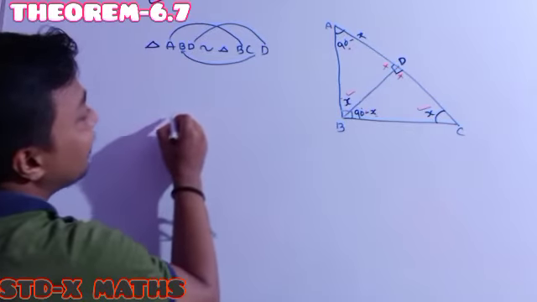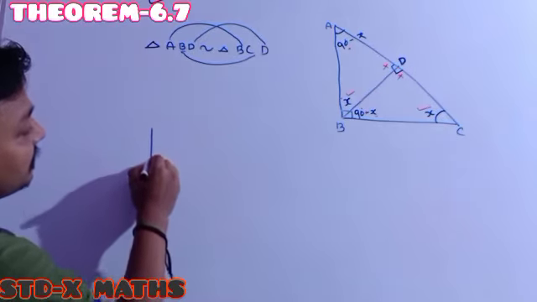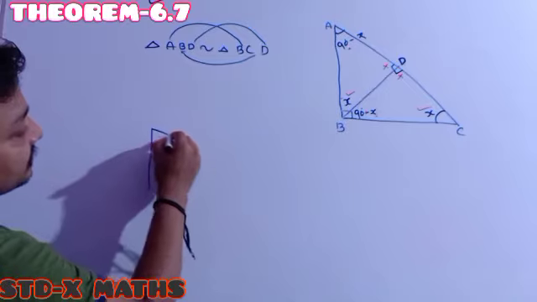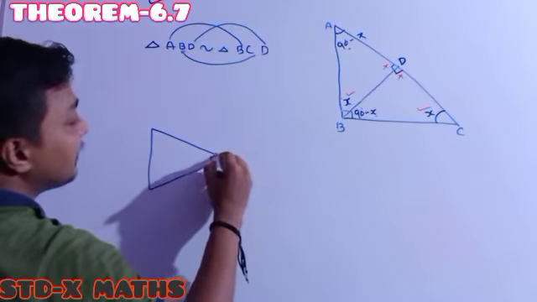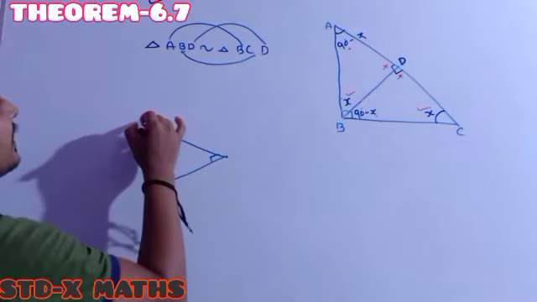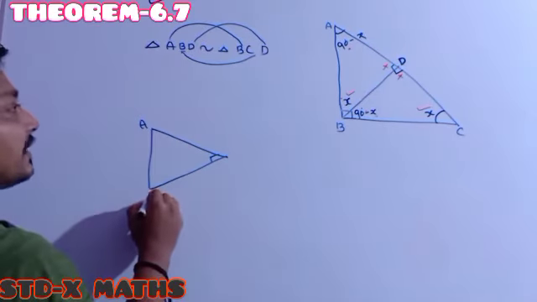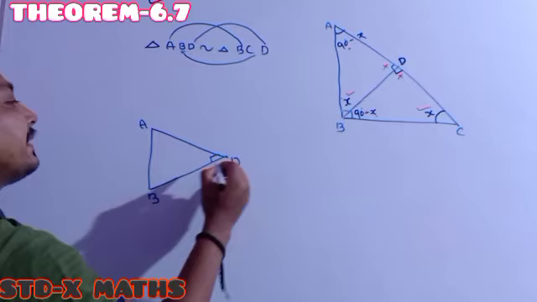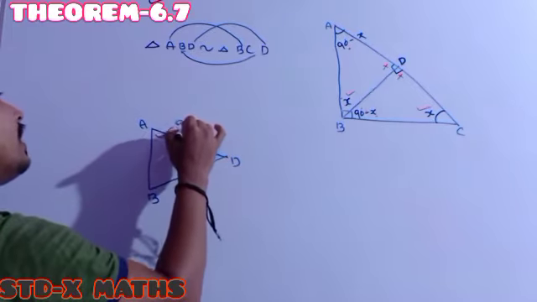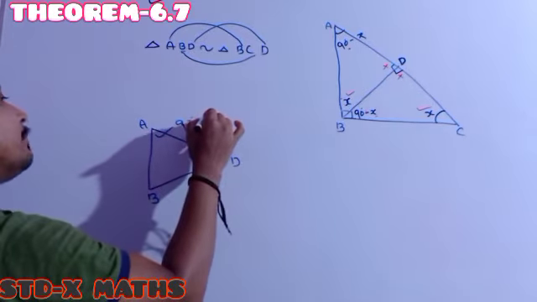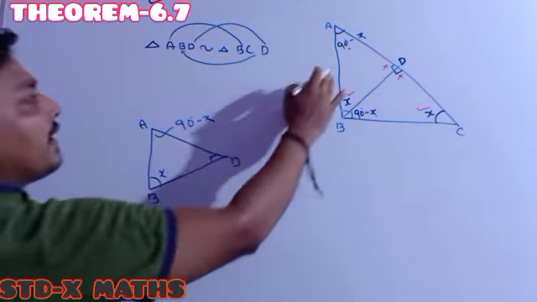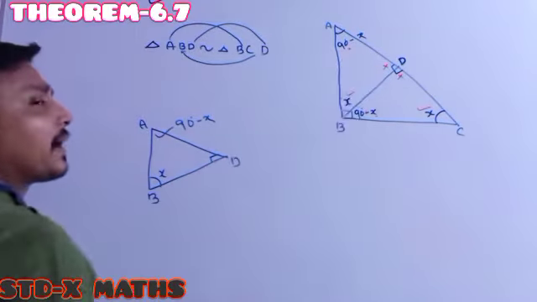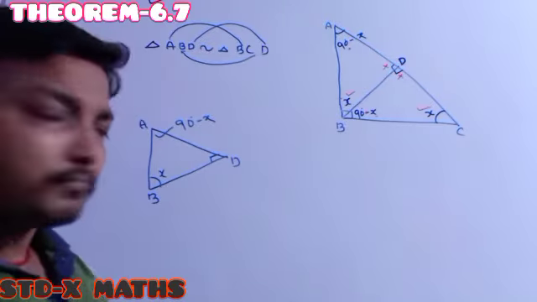See perfectly, this little triangle I am drawing. Here it is A, this one is B, this one is D, and already we got this one as 90 degrees minus X, and this one as X. Already in this triangle, all the angle measures we have obtained.